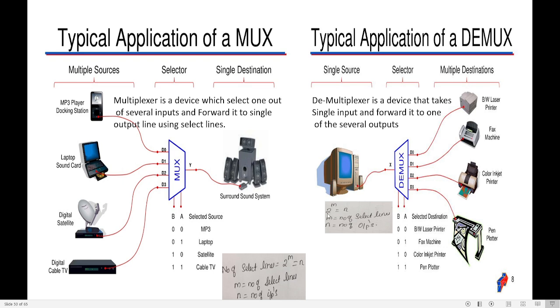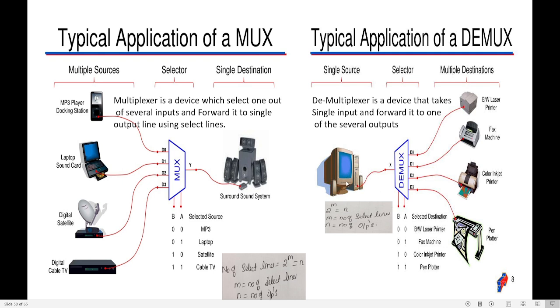In this case, the value of n is 4. So 2 to the power of 2 is 4, so the m value is 2. That is the reason we have 2 select lines. So this is an application of a demultiplexer. A demultiplexer is also called a demux or one to many. A multiplexer is called a mux, many to one. So a demultiplexer and a multiplexer do reverse operations.